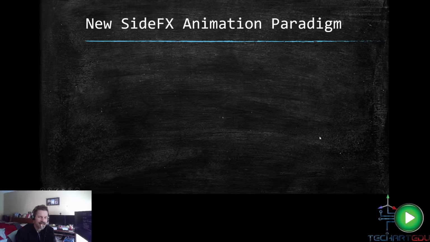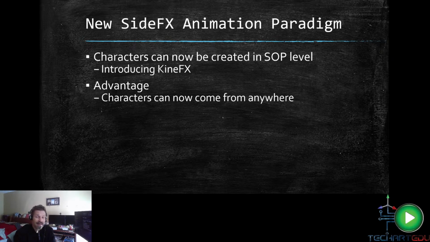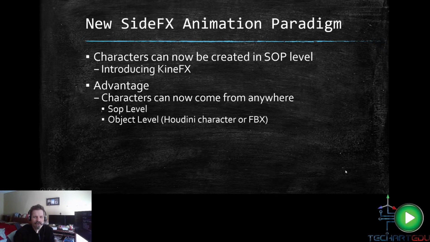All right, so like I said, they have a whole brand new paradigm for rigging, and I am just learning it. So thank you for your patience dealing with my exploration into KineFX. Instead of creating characters on the object level, you now have to create your characters on the SOP level. That's really cool, and the advantage is that characters can be brought in from anywhere. That was part of my confusion in preparing for the lecture today. I was treating it incorrectly, but I will show you today how to properly treat your characters in order to get them to behave with KineFX properly. The characters can come from anywhere.